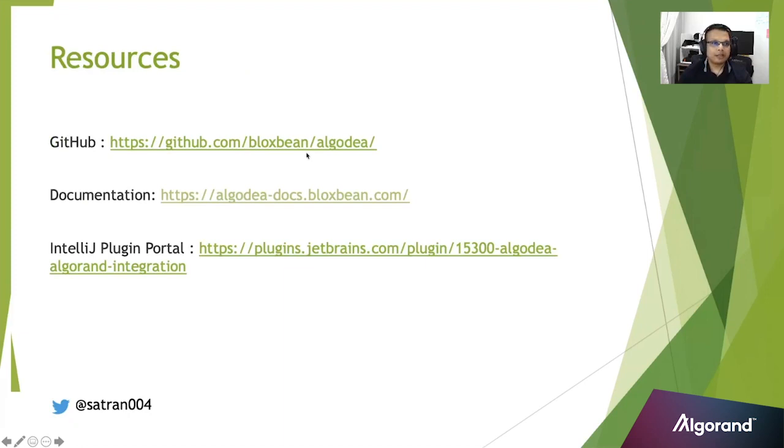These are some of the useful links for AlgoDEA. The plugin source code is hosted on GitHub. If you want to raise an enhancement request, you can go to the source repo and create one, or if you want to raise a bug, you can do that too. The second link is for the documentation. The plugin documentation site is hosted here.